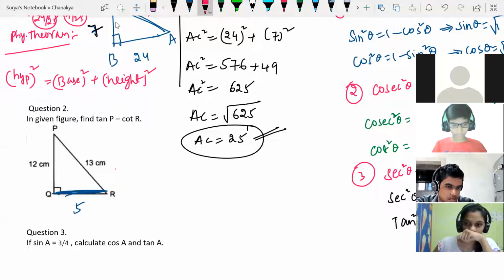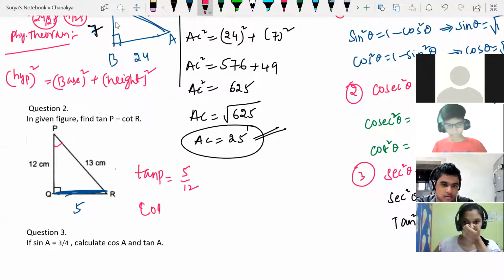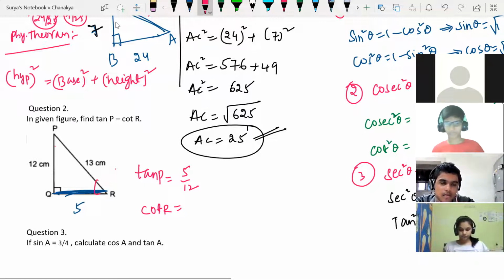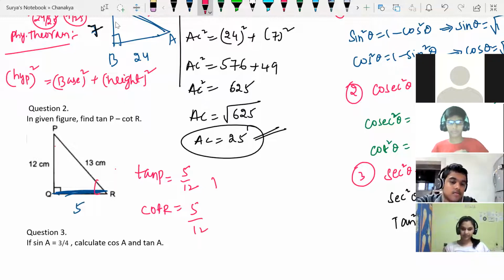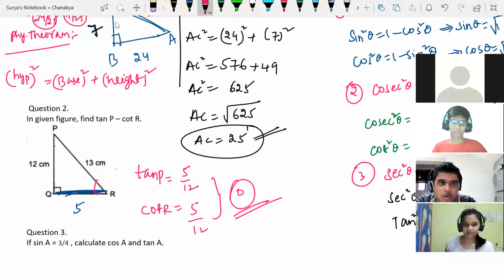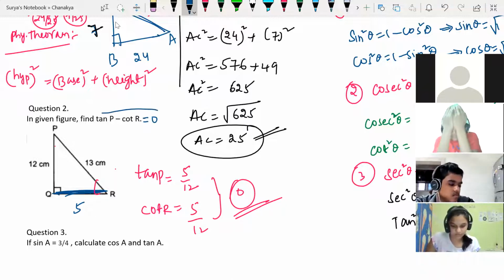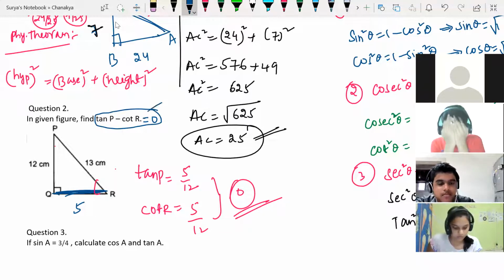Okay, so he is asking for tan P. Tan P means the angle will be here. Opposite by adjacent, so 5 by 12. What is cot R? Cot R means the angle will be here, so adjacent by opposite, 5 by 12, isn't it? So the subtraction of these two is going to be 0. Yes or no? For this question, it is going to be 0.